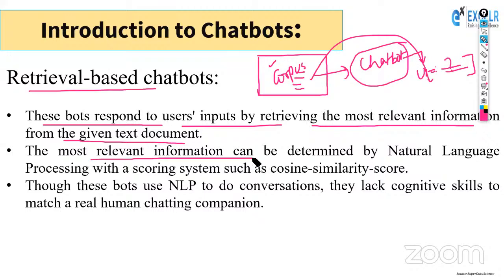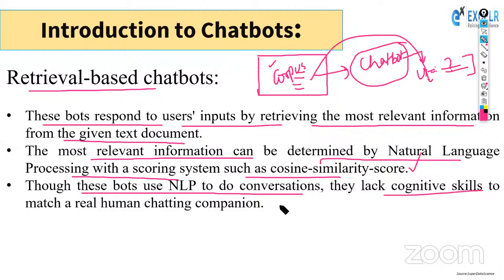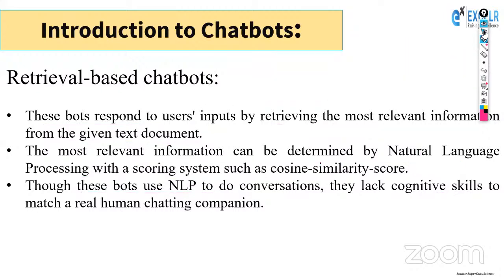The most relevant information can be determined by natural language processing with a scoring system. There are a number of scoring systems or similarity measures. One of the similarity measures is cosine-based similarity. Though these bots use NLP to do conversations, they lack cognitive skills actually, but they are a little bit better than the rule-based, but not as intelligent as the AI chatbots.